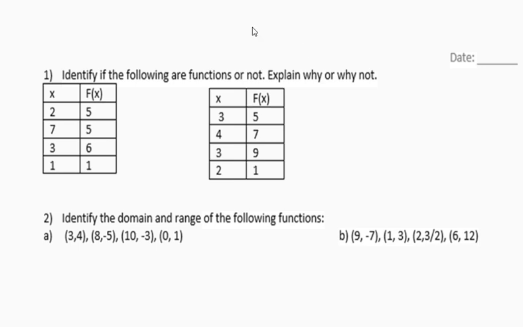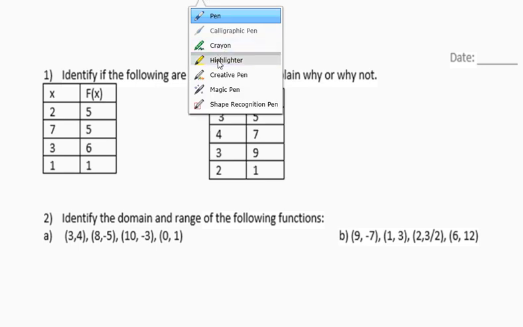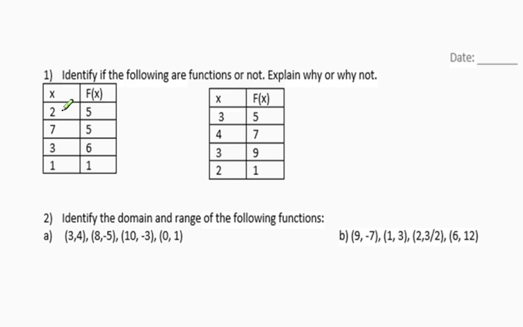Number one on the review asks, or actually tells, to identify if the following are functions or not, and to explain why or why not. So when we're looking at telling if something's a function, we want to see if each input, or each item in the domain, has exactly one item in the range, maps onto one range thing.